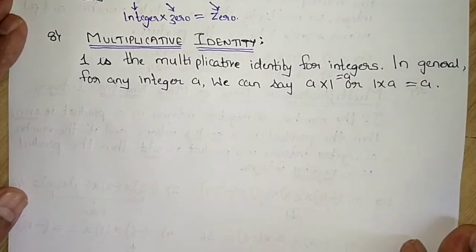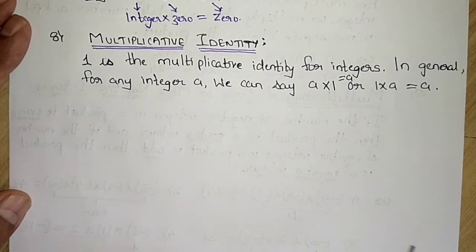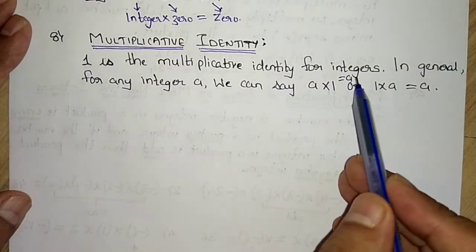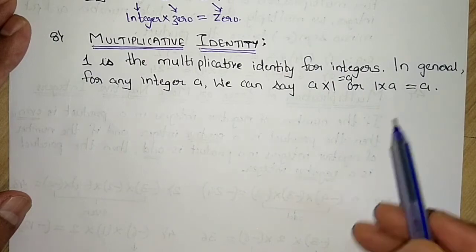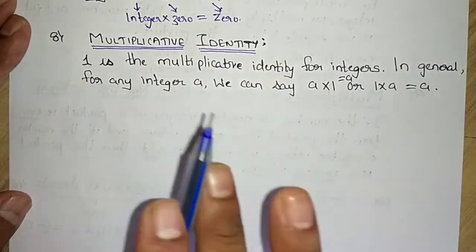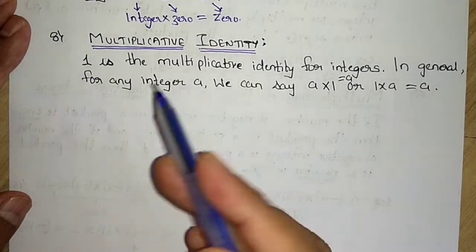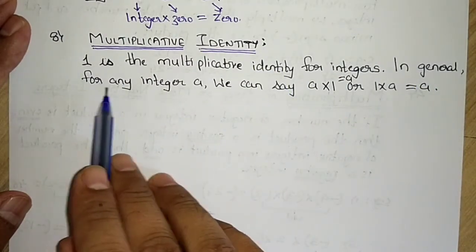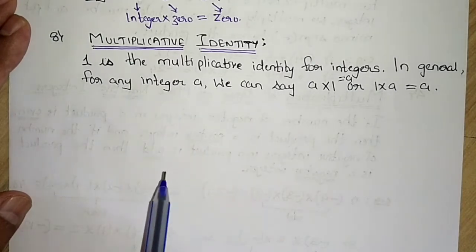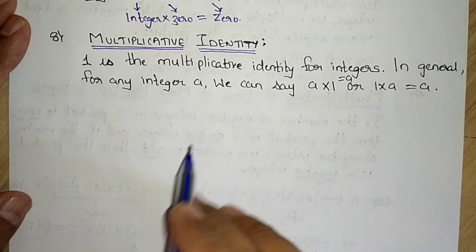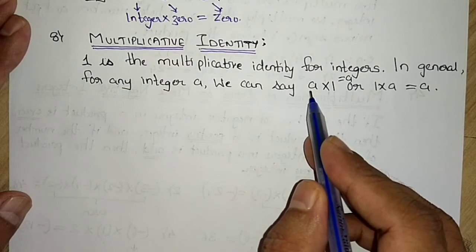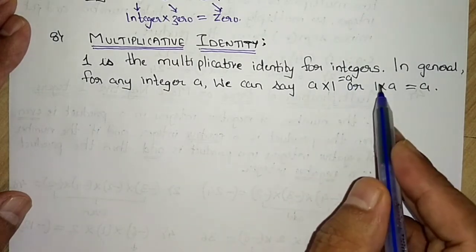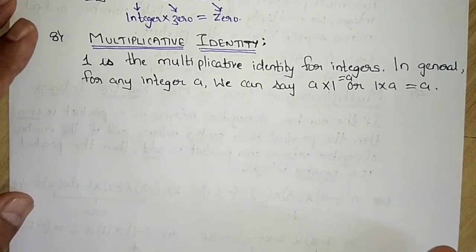Now multiplicative identity. 1 is the multiplicative identity for integer. That means if you multiply any number with 1, you will get the same number. In general, for any integer a, if you do a into 1, you will get a, or 1 into a, you will get a only.